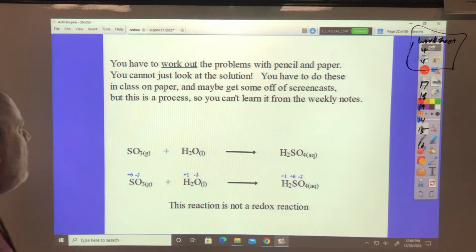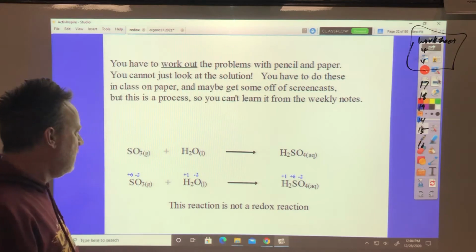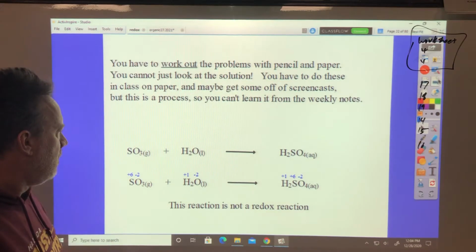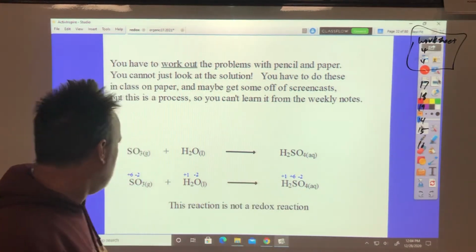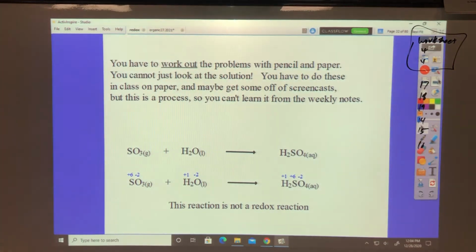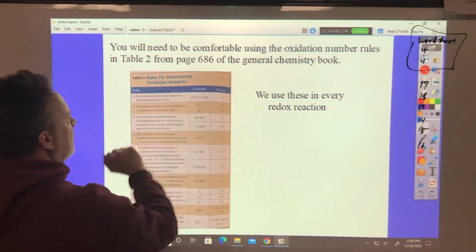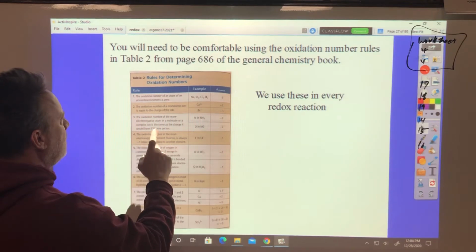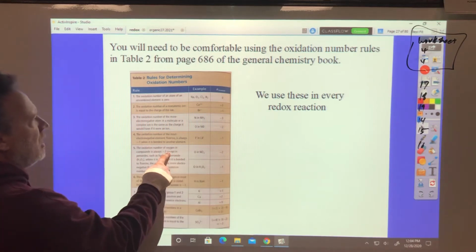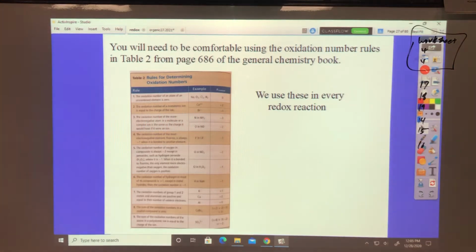Normally, students can. If you take sulfur trioxide gas, for example, and put it with water, it makes sulfuric acid. If you look at the oxidation numbers, this is not a redox reaction because oxygen, if you look at the oxidation number rules back here on table 2, page 696, oxygen is usually -2. I don't know which rule that is. Hydrogen is +1. I can't tell by looking at it which rule that is. Usually.